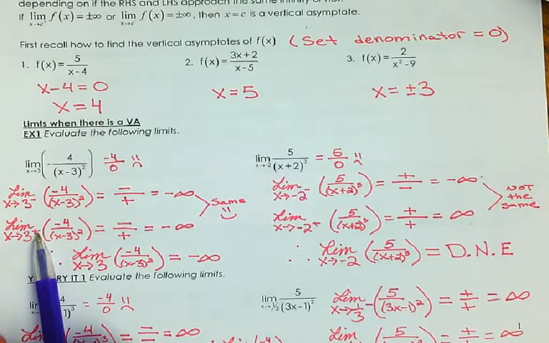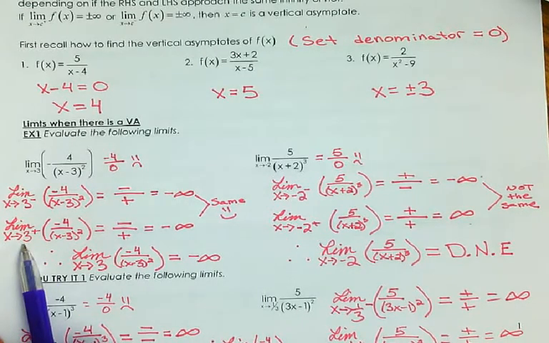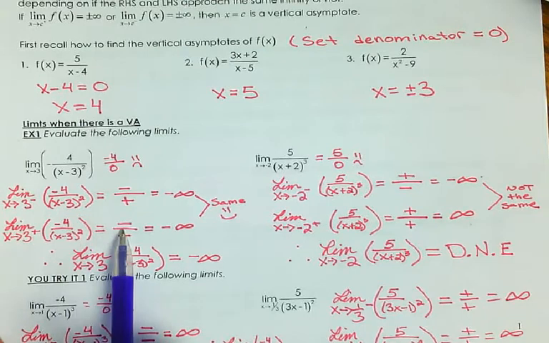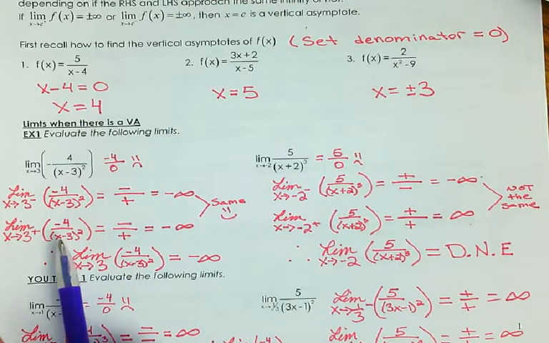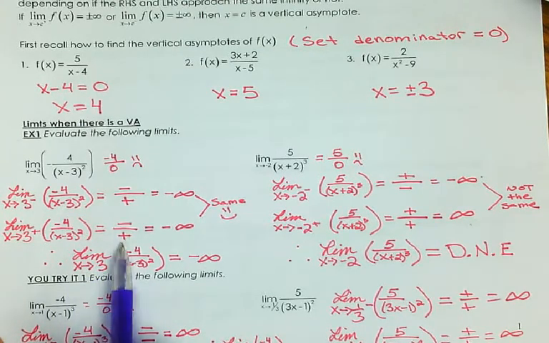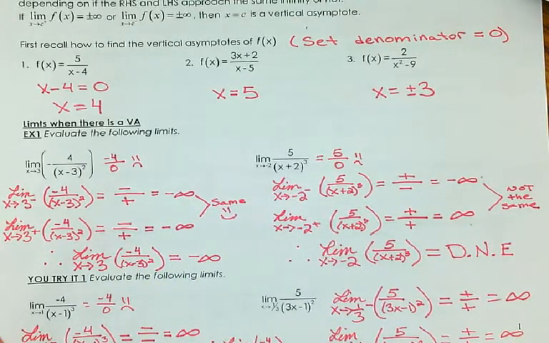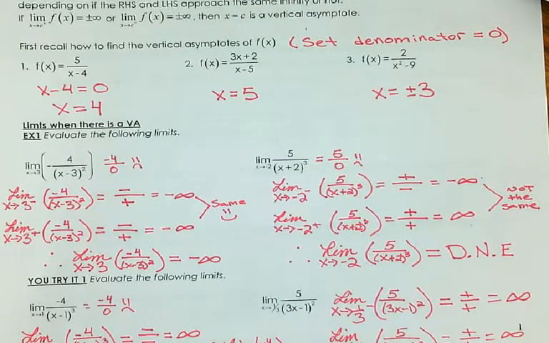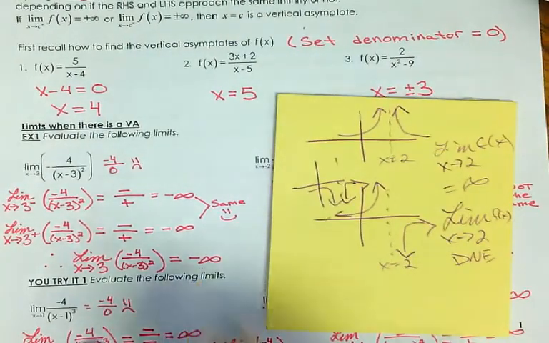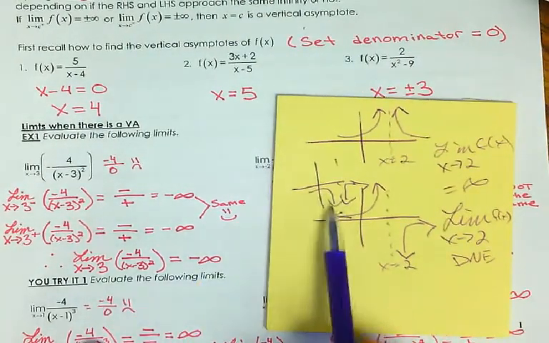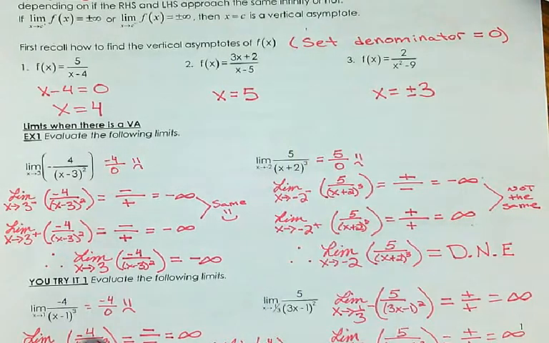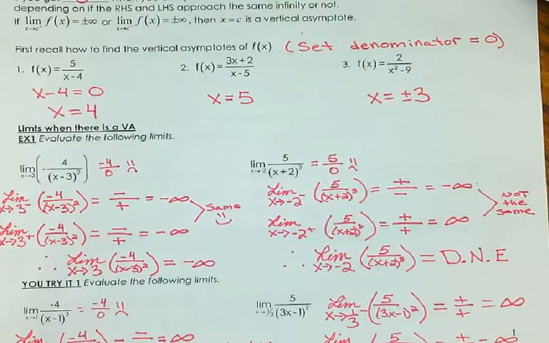Then when I plug in a number to the right of 3, so 3.1, the numerator is still negative. 3.1 minus 3 is positive, but you square that, still positive, so I have a negative. Notice since both branches are approaching negative infinity, then we say that the limit does exist and it is approaching negative infinity. So that would be something like this one right here, where they're both headed towards negative infinity. So that's how you evaluate a limit when you get a number over 0.